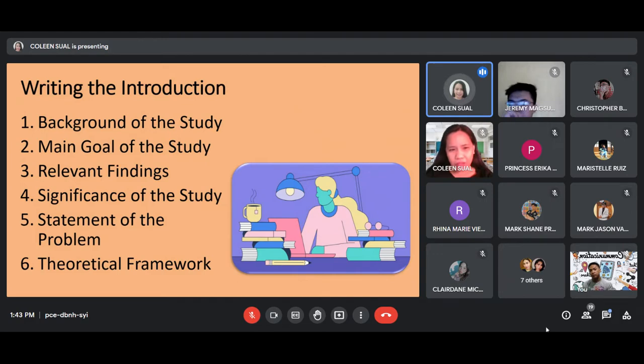So background of the study, only 2 to 3 sentences. Main goal, 1 sentence. Relevant findings, 2 to 3 sentences. Significance of the study, 7 to 10 sentences. Statement of the problem, you write your questions. Then theoretical framework, theories that you will use to support your study. How many sentences? 7 to 10 sentences.